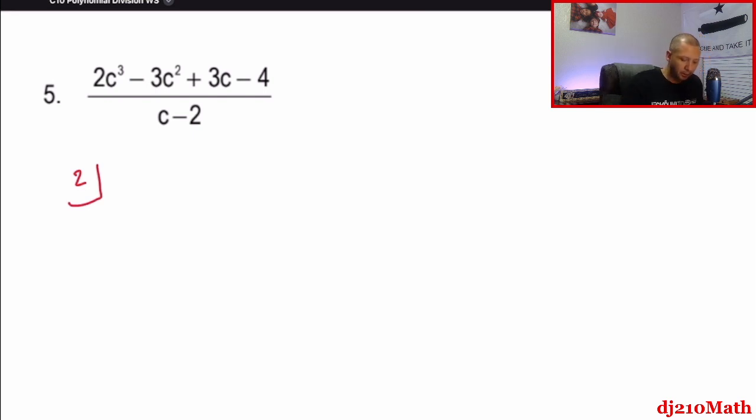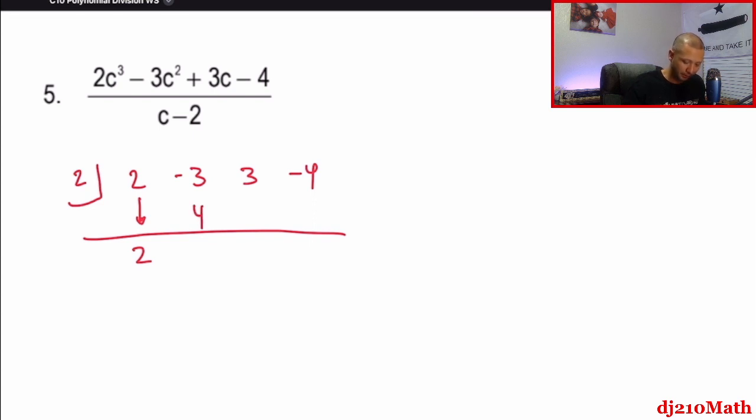And then so c cubed, c squared, c. So all the variables are there. So grabbing just the coefficients, we're going to get 2, negative 3, 3, negative 4. Bringing down the 2. 2 times 2, 4. Plus negative 3, 1. Times 2. Plus 3. Times 2 is 10 plus negative 4. It will be positive 6, and that's the remainder.